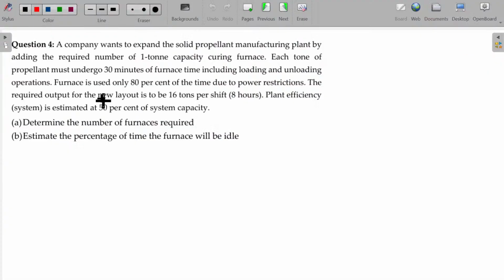So let me finish up this. A furnace wants to expand the solid propellant manufacturing plant, adding the required number of 1 ton capacity curing furnaces. So design capacity being 1 ton. Each ton of propellant must undergo 30 minutes of furnace time, including loading, unloading operations, everything put together. So for 1 ton production, we need half an hour, otherwise 30 minutes, 0.5 hours.